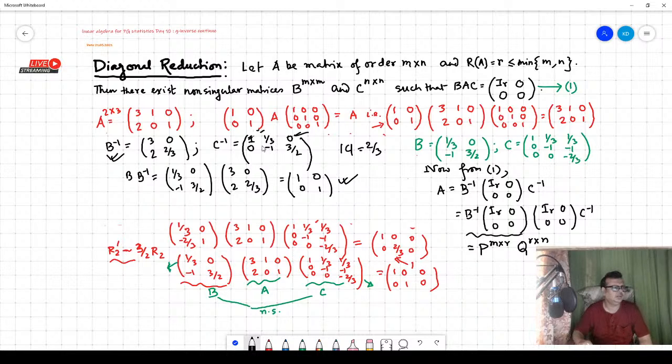What about the third row? Sohini, Swarupa, Dhishari, please answer. Only Suprajit is answering the question. Okay, the third row is 0, 0, minus 3 by 2. Thank you, Suprajit.